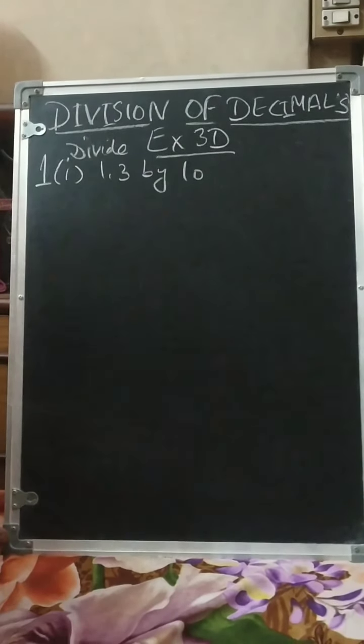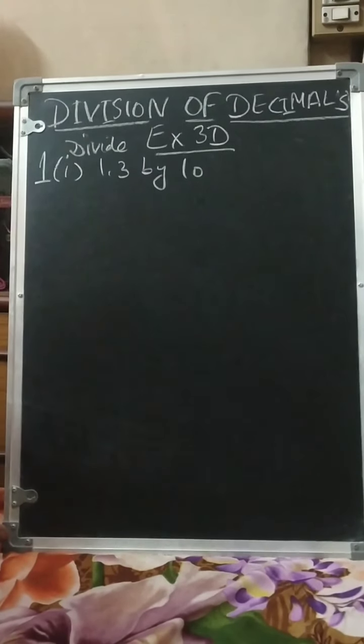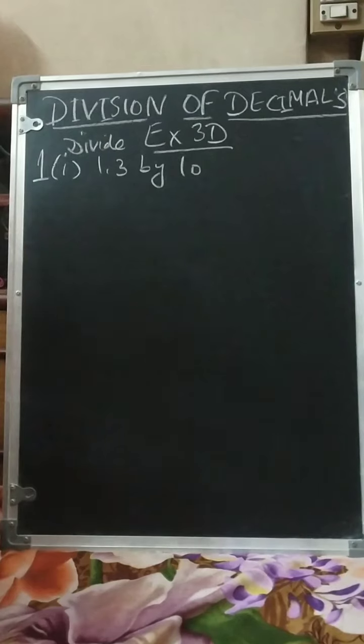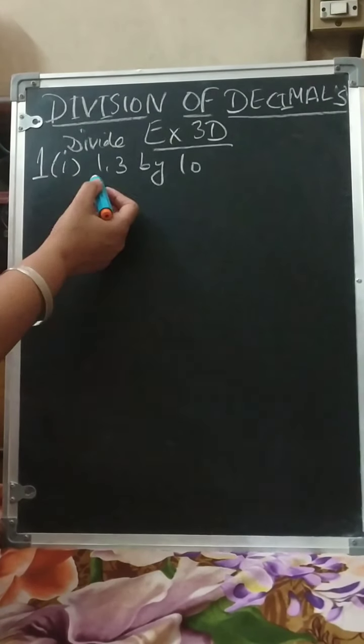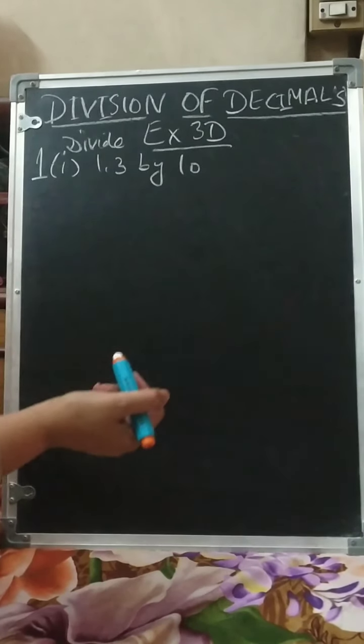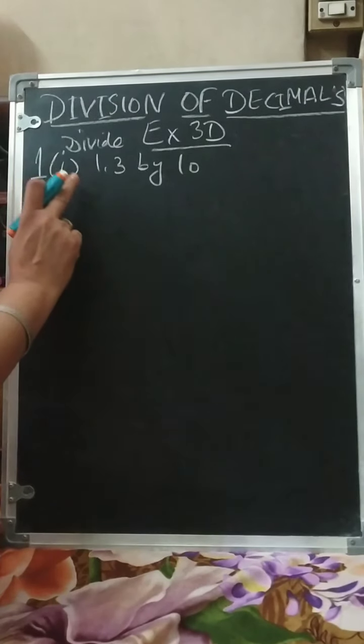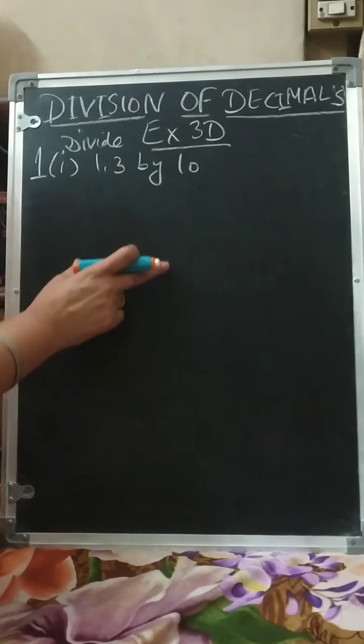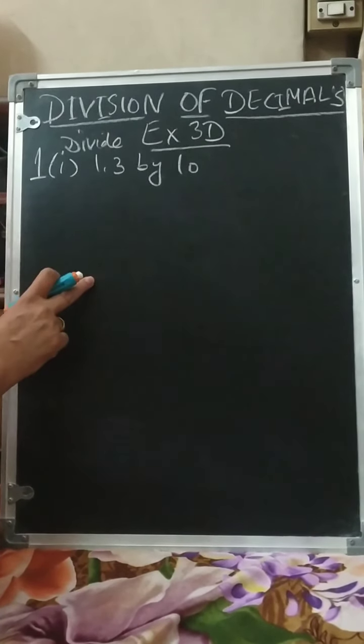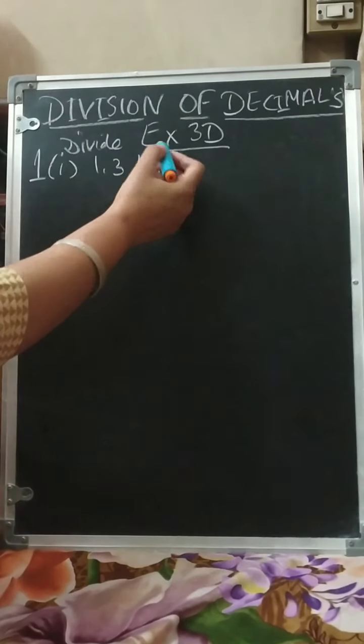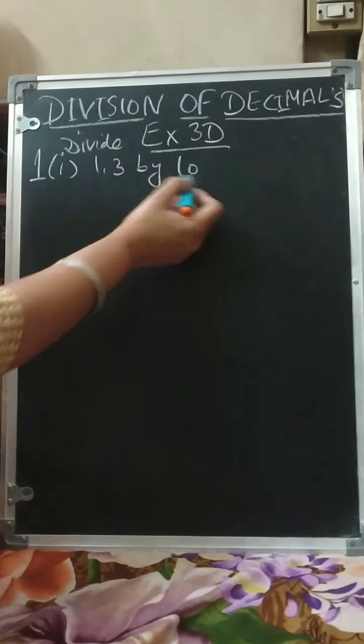Now we are going to start our next fundamental concept, that is division of decimals. So first of all, I will tell today how to divide by 10, 100, 1000. So here you will not do any long division. We will do the shortcut method. You must understand and it is very easy also. Exercise 3D, first question.